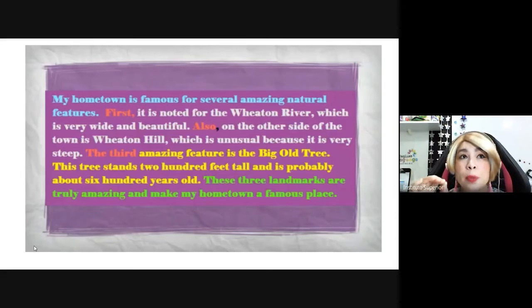And in each supporting detail, it is pictured with vivid examples why those important landmarks are highlighted. Okay, and the last sentence is the conclusion. These three landmarks are truly amazing and make my hometown a famous place. It's a restatement of what I said at the beginning.